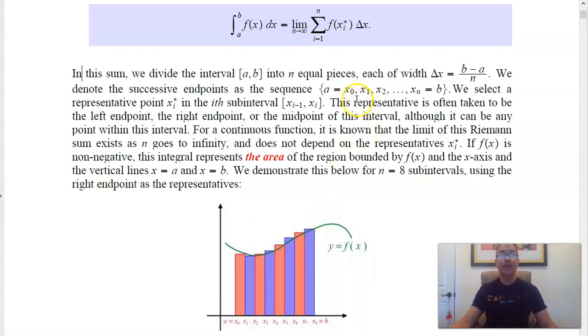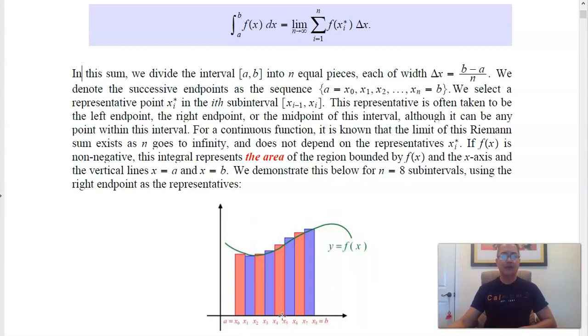Okay, so those endpoints, we call them x sub 0, where the first endpoint is a, the left side of our integral. And then we have x1, x2 through xn. And that is, of course, our last endpoint, which will be on the right end of our interval. Okay, so within each of these subintervals, we are going to pick one representative point. Okay, there are lots of ways to do it.